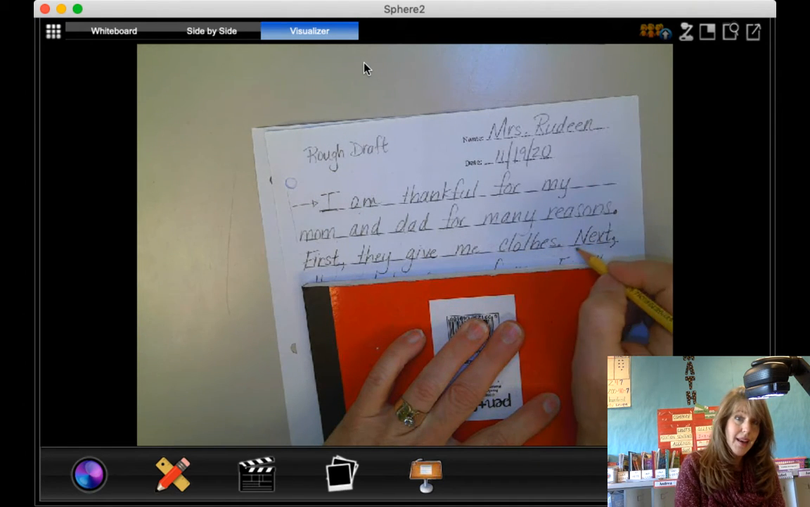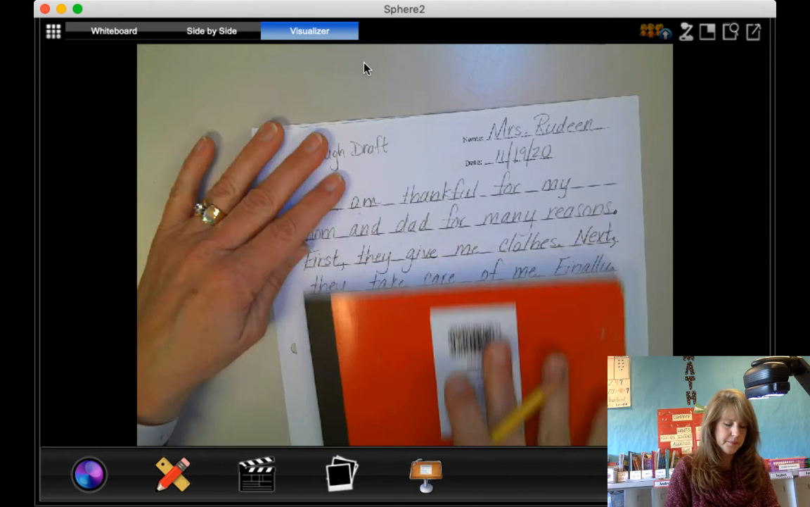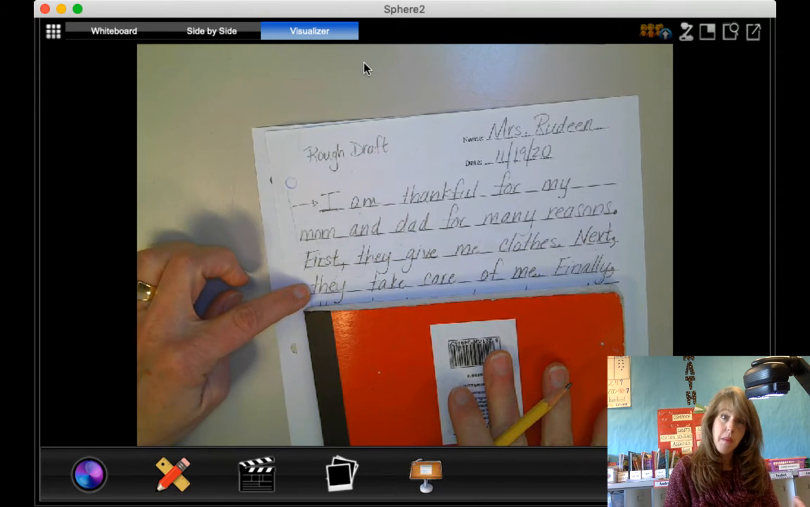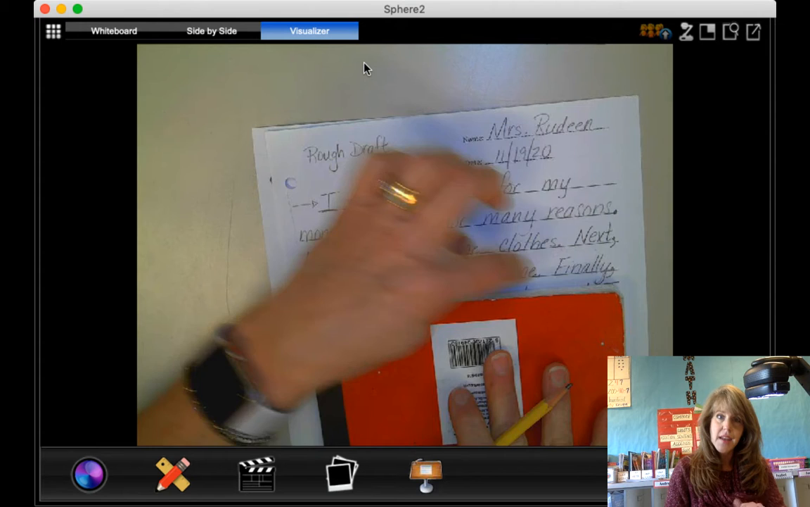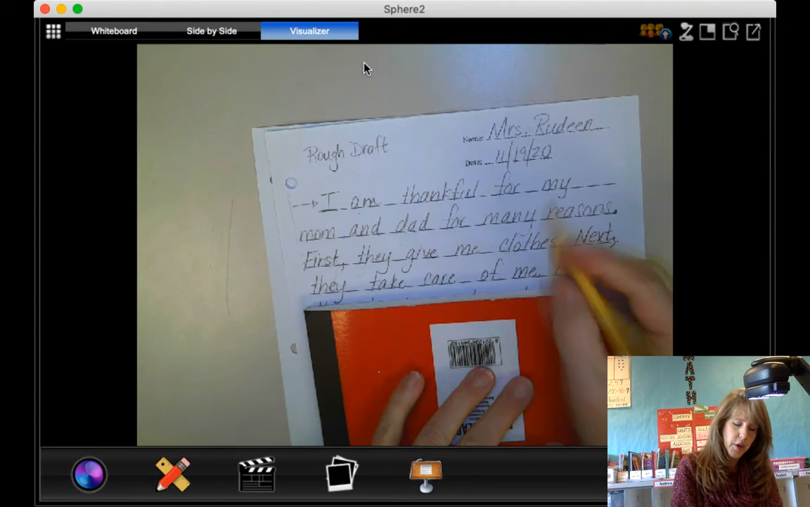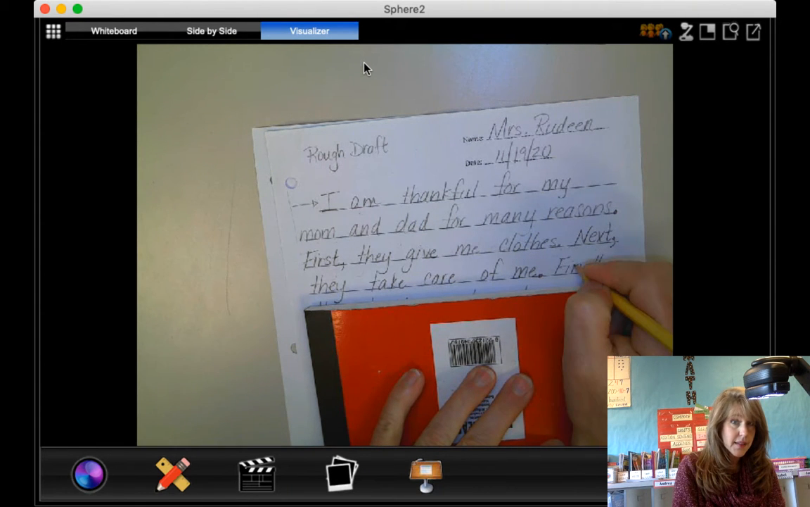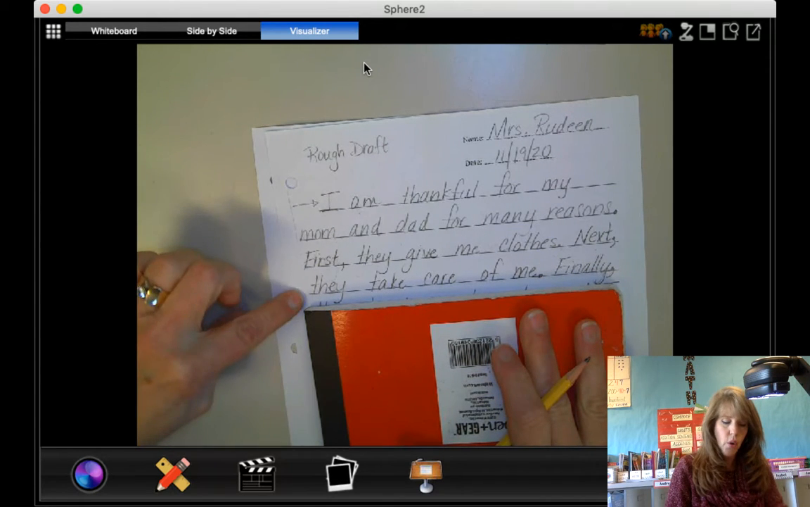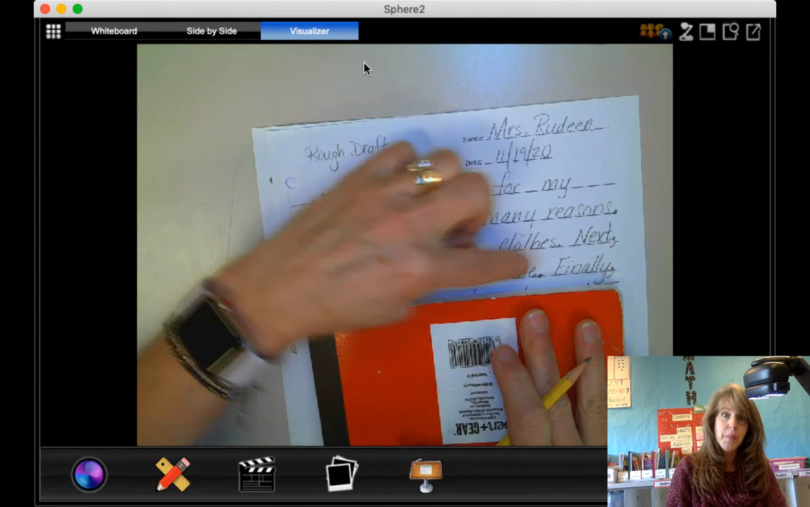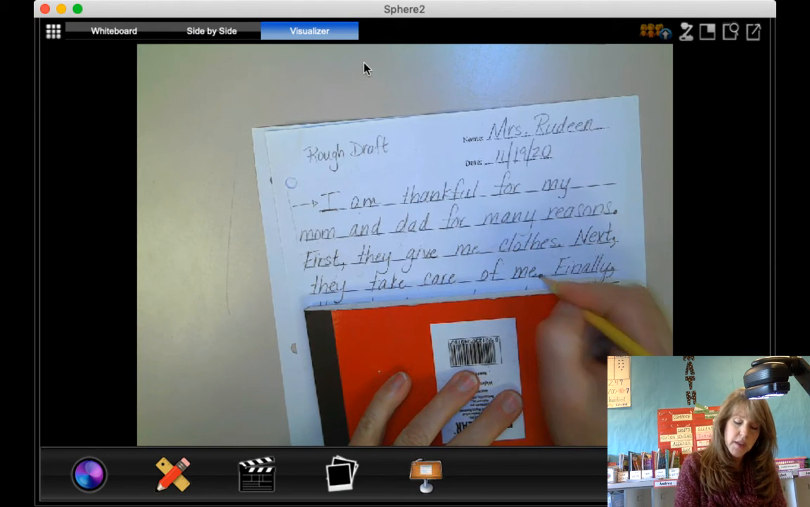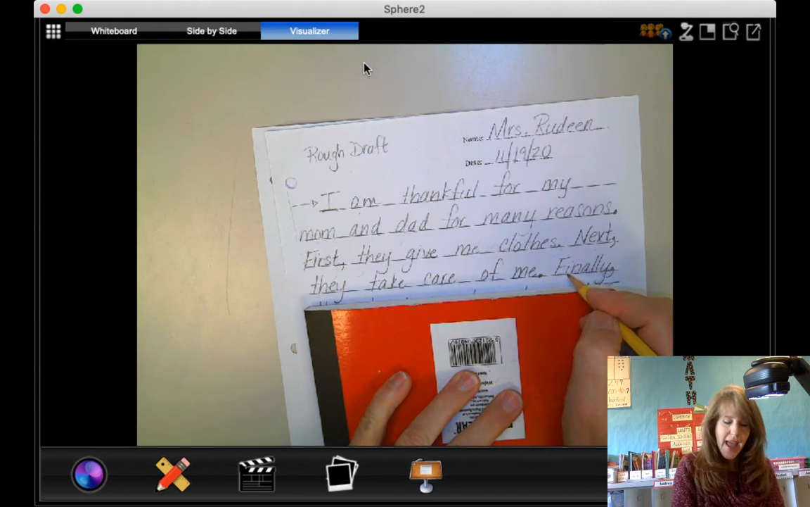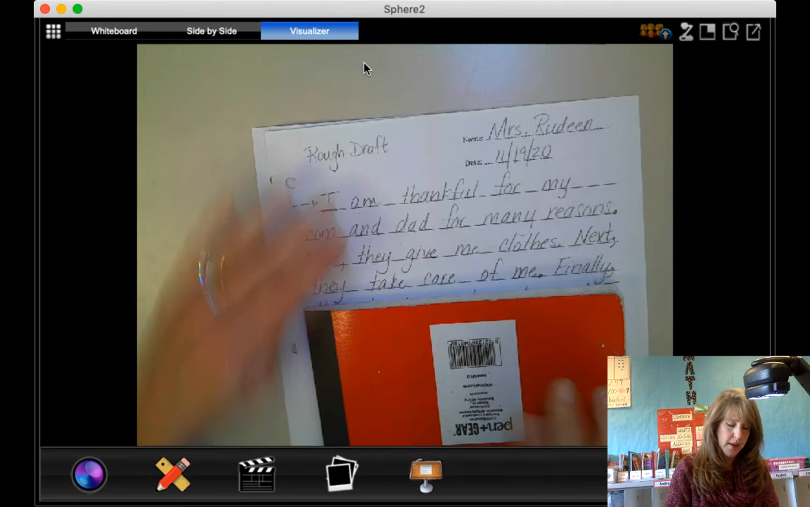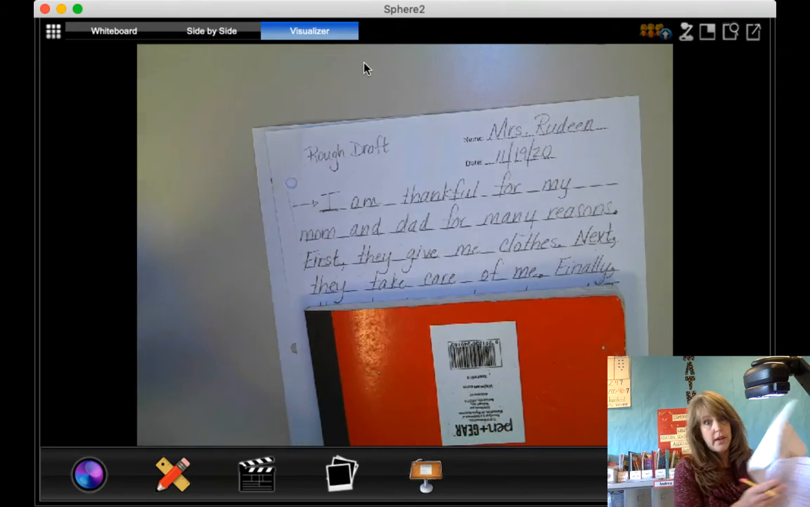I write the word next, comma, they, meaning my mom and dad, take care of me. End of my sentence. Boom, I put a period. My next sentence is going to start. Do I put it at the left margin or do I put it after the period? I put it after the period. My next sentence starts with a capital letter and it says finally, comma, because I got these ideas right here.